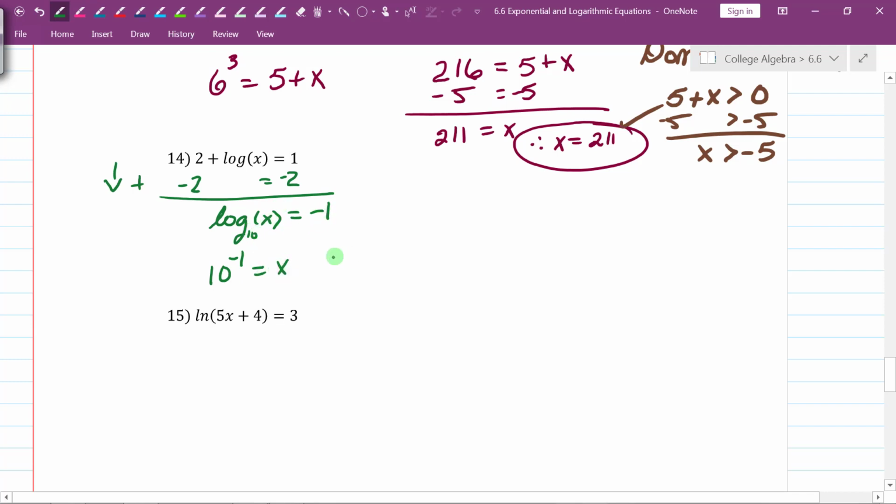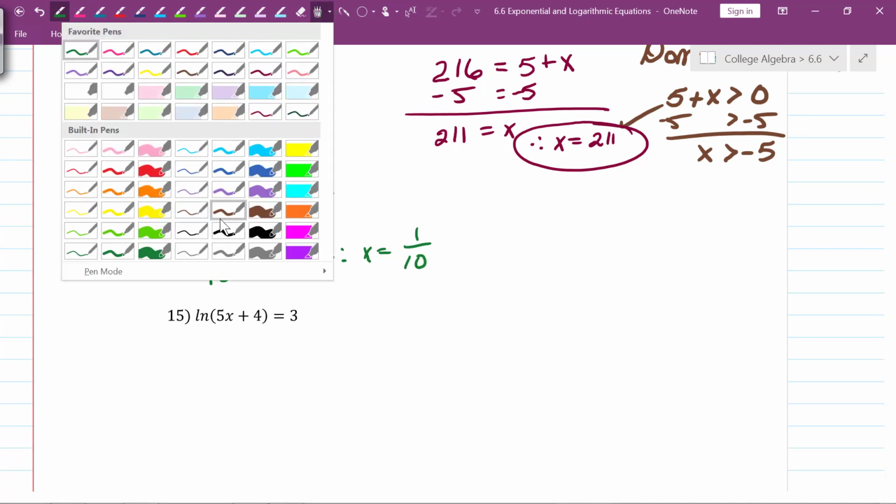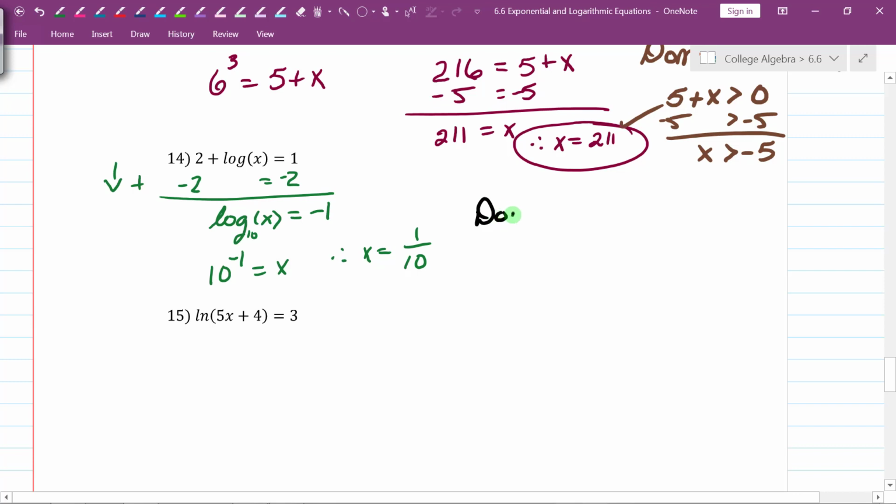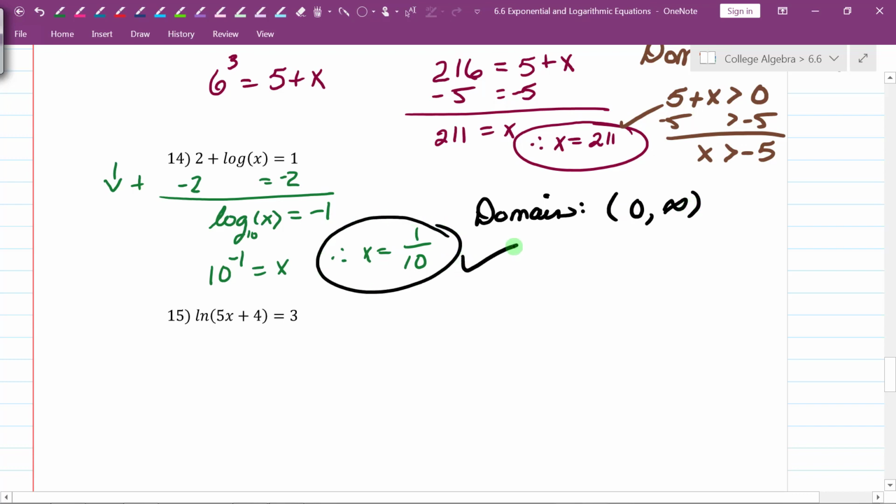Well, let's rewrite 10 to the negative 1 as just 1/10, right? That means I have to move the 10 to the denominator. So x equals 1/10. But we're not done yet. We have to compare this to our domain. Okay, we don't have any shifting going on here, so our domain is going to be from 0 to positive infinity. Since x equals 1/10 is in the domain, we know that this is a valid solution. Let's look at number 15.